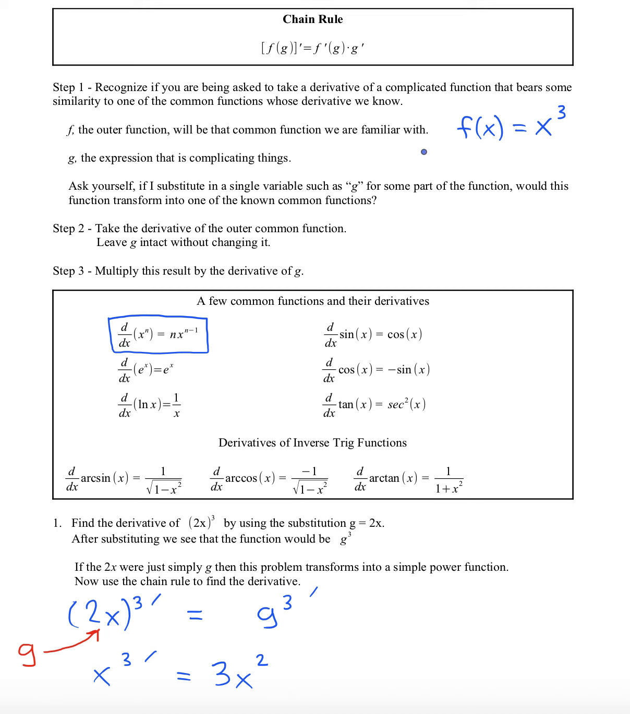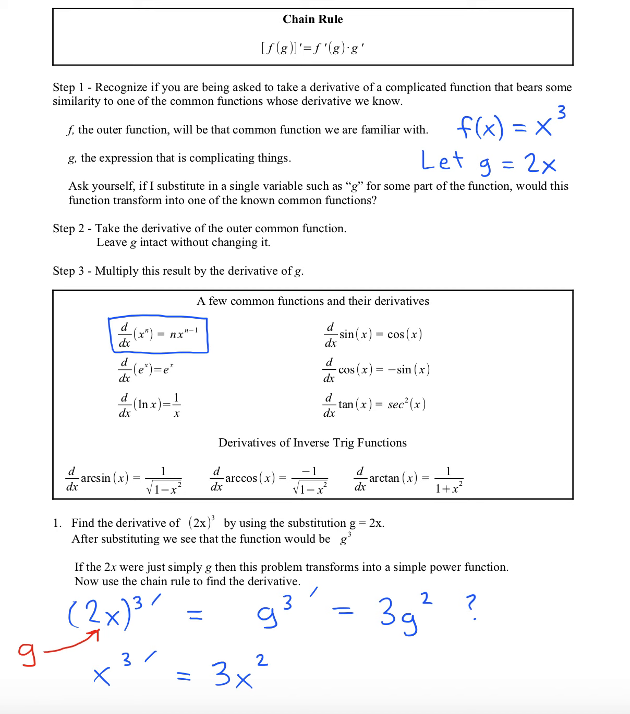Okay, so let's let g equal 2x. And so you might be thinking at this point that maybe we should make our final answer here 3g squared. Like, is that the right thing to do here? It turns out not to be the right thing.